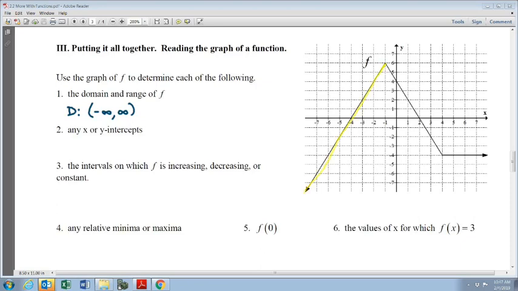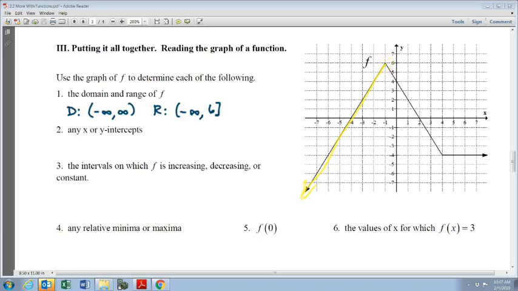Our range, so now we're going from the lowest point to the highest point. Well, notice we do have a highest point. It does go down forever, so there is no lowest point. Now we're looking at y values here. So y goes from negative infinity to 6. Notice that point right there is on the graph, negative 1, 6 there. So our highest y value is 6, so that's included in the range. That's why we use a bracket here.